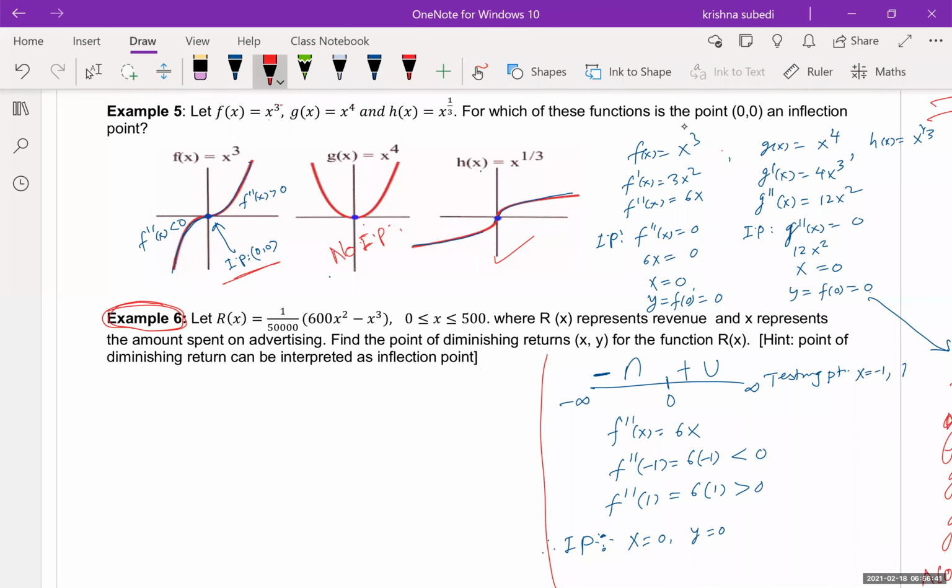Okay, let's do the last problem from this section, which is example 6. It is the application of inflection point in the real world situation, particularly in economics. By the way, in the language of calculus, we call this kind of point an inflection point. But in the language of economics, they call it point of diminishing return. Have you heard this word before? I think if you have taken an economics course, you have heard that, okay? Point of diminishing return.